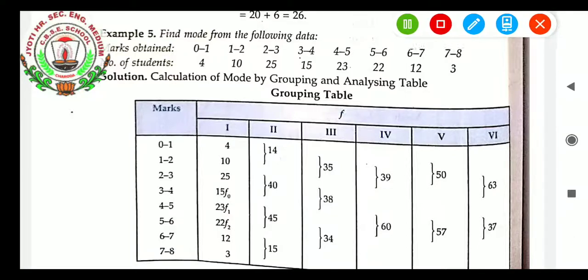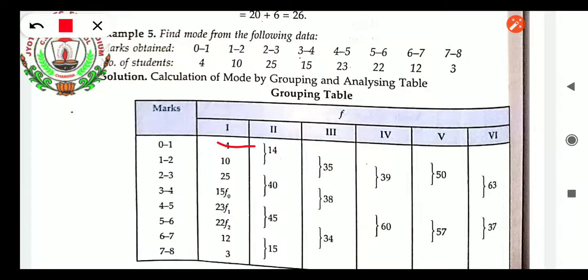Leaving which frequency, students? That is the first frequency you leave. Add up the 2, next 2, next 2. 1 frequency will be left off. No issue is there for leaving that. Okay, 10 plus 25, 35. 15 plus 23, that is 38. 22 plus 12, that is 34. Got the frequency, third column? The grouping rule is clear.